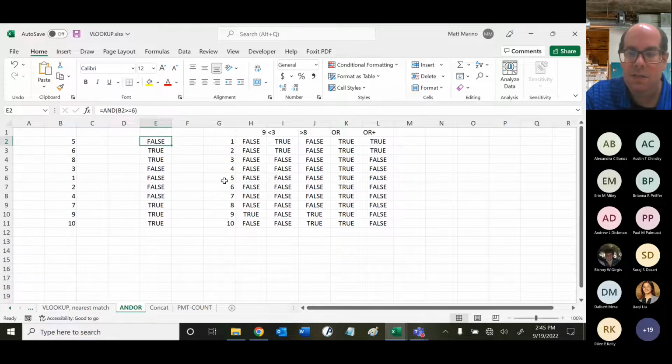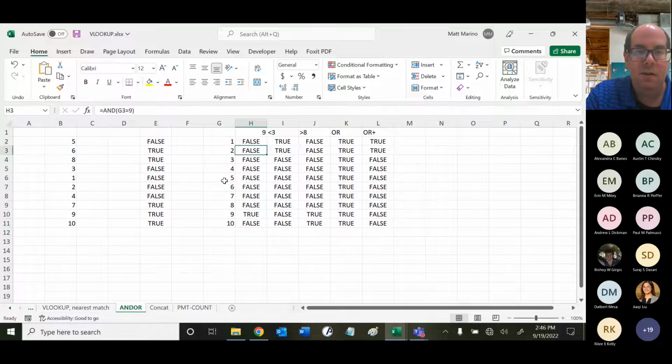So and you use to test two things. So in this case, we're testing whether B2 is greater than and equal to 6. And you'll see all the results. True because 6 is equal to 6. True because 8 is greater than 6, etc. with the 7, 9, and 10.